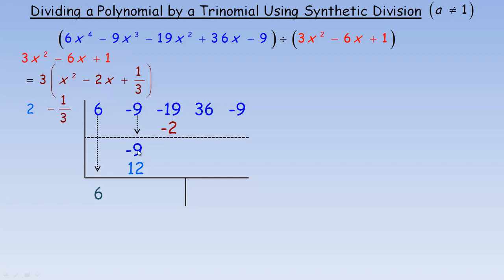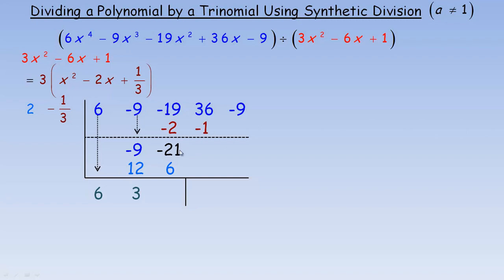So now we add negative 9 added to 12. In synthetic division, you add. So negative 9 added to 12 is positive 3. And negative 19 plus negative 2 would be negative 21. Now we need to multiply again. So the 2 is going to multiply by the 3, and that'll be a 6 right here. And negative a third times 3 will be negative 1. So we'll put a negative 1 right there.